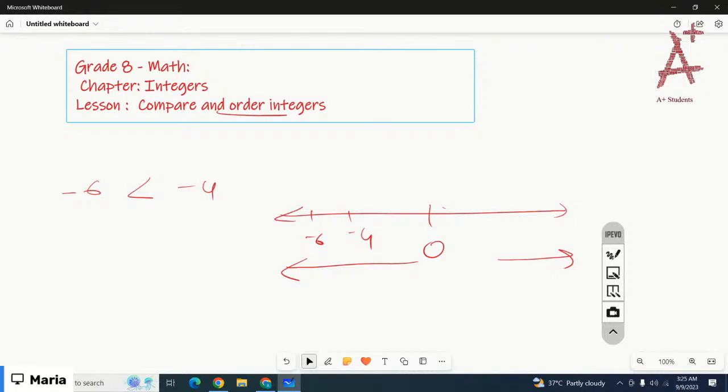Let's just start with the practice questions. These are the basic things you have to understand. Now let's just start with the practice questions.